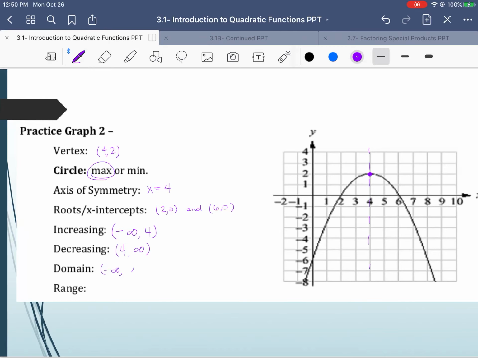Our domain stays the same, -∞ to infinity, and our range there is coming from the bottom. So we're looking at -∞ all the way up to +2. The +2 is where our graph sort of caps, right there.